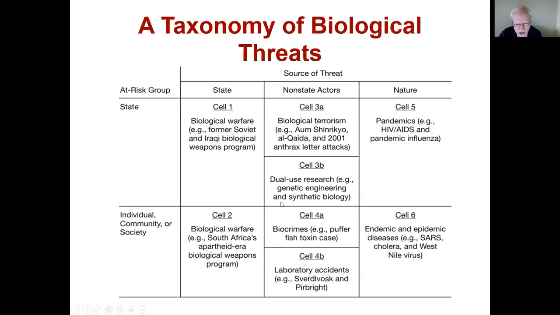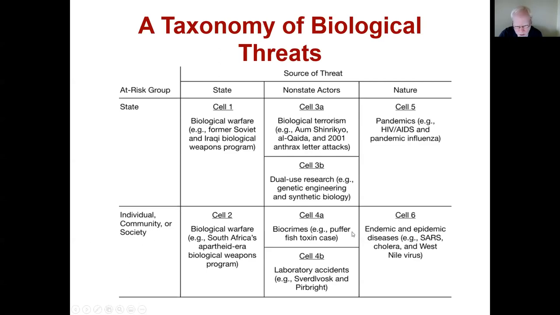Dual use research. So here the risk is that many of the genetic engineering or synthetic biology technologies that we develop for one purpose can often be used for another purpose. So say technology that's developed to produce cures can probably be reworked to produce a new virulent agent, accidentally or on purpose. So someone who's trained in that technology could repurpose it to something negative that could target the state. And then non-state actors targeting individuals, community, or society.